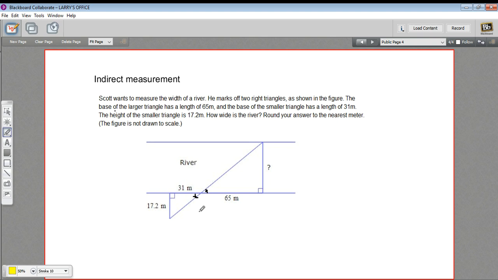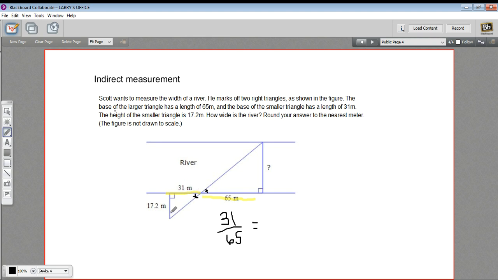When you set up a proportion, which is how we're going to solve this problem, you have to know which sides correspond. And this triangle is really this one turned upside down. So this side right here, I would think of as the base of the triangle, and it corresponds to this side here. So 31 and 65 are corresponding sides. So I'm going to set up a ratio where I put 31 over 65. So that is the relationship between this side and this side.